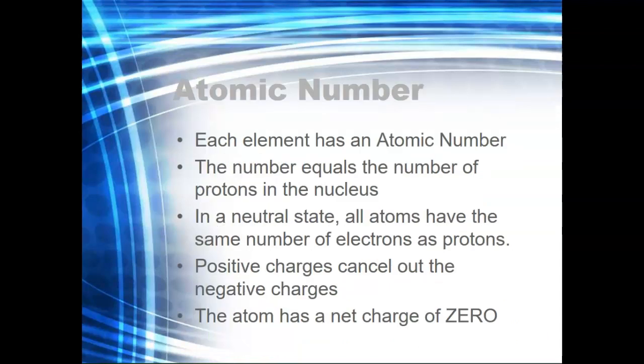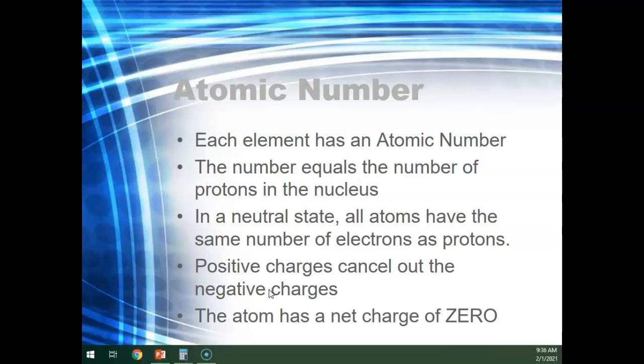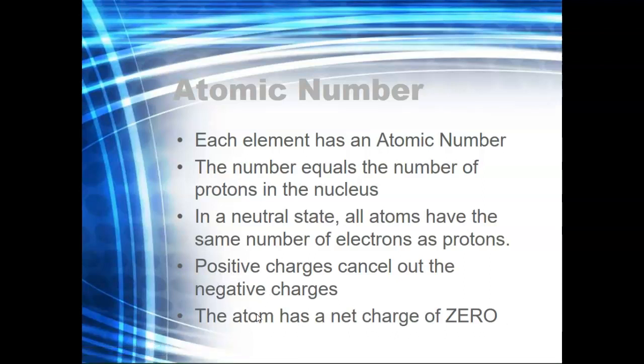So we talk about atomic number. That's the fact that each element has one. The number is the number of protons in the nucleus. Positive charges cancel out negative, so the atom can have its net charge of 0. Is all this making sense to everybody?